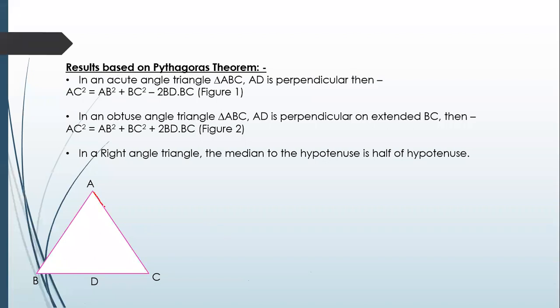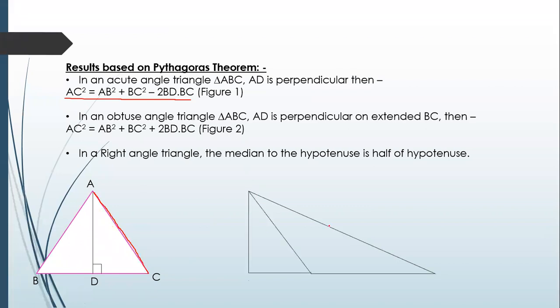This AC square, as I already told, is equal to AB square plus BC square minus 2BD·BC. Okay, so there are animations present. 2BD·BC. And in an obtuse triangle that is being shown here, AC square equal to AB square plus BC square plus 2BD·BC, because here we are adding a side and here we have to subtract a side. Understood?